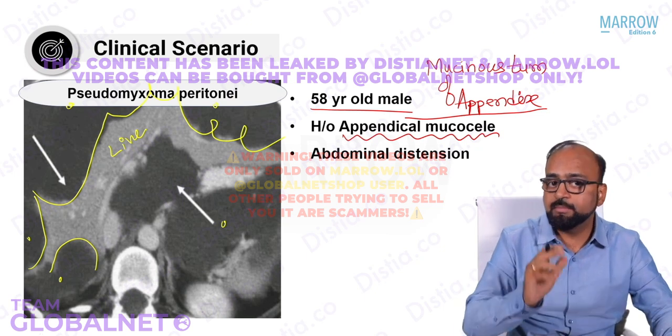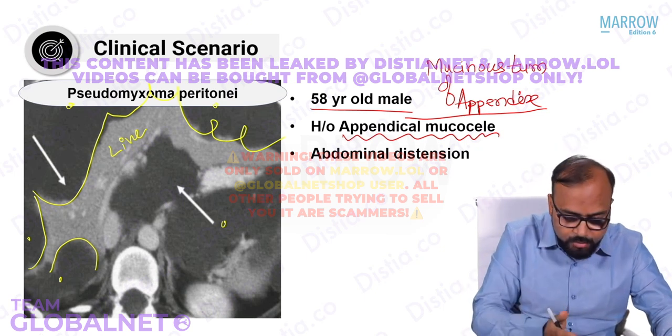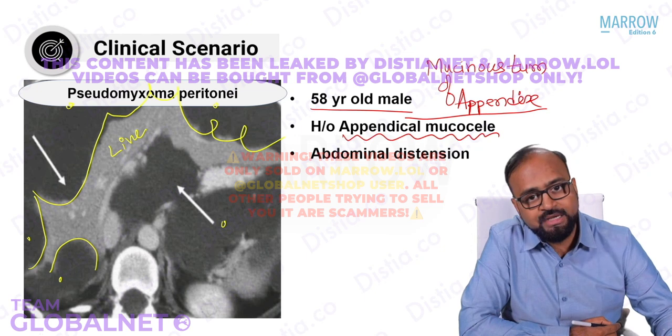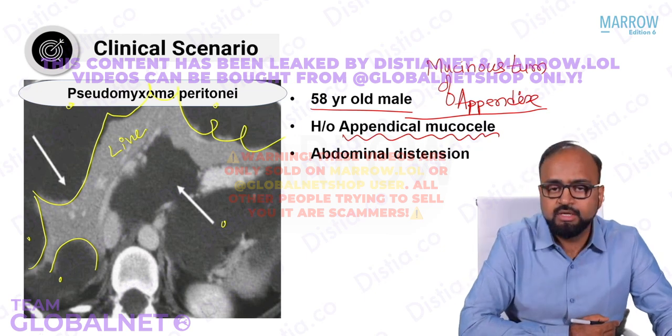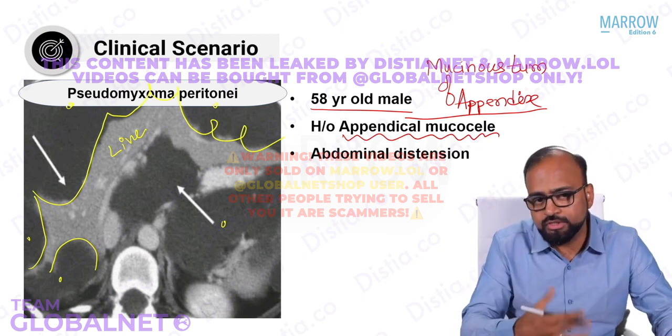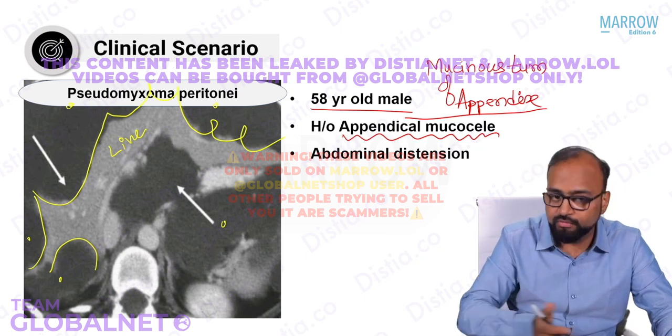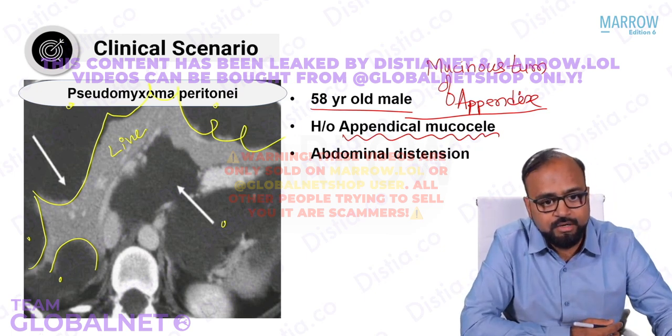It is considered that the primary in almost all cases of pseudomyxoma peritonei is usually an appendiceal mucinous tumor. Remember, it usually has a poor prognosis. Treatment is usually surgical debulking by removing this mucinous ascites. That is how it is done.